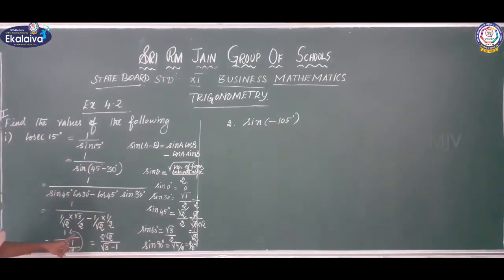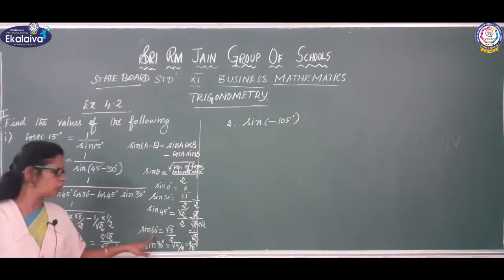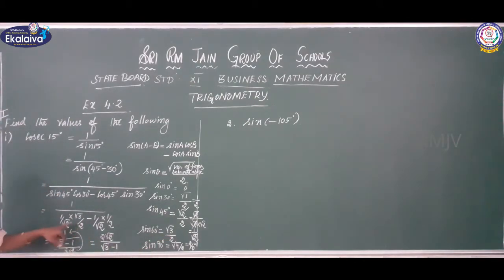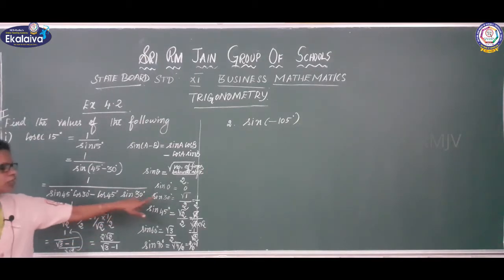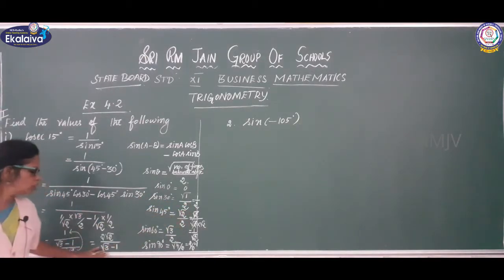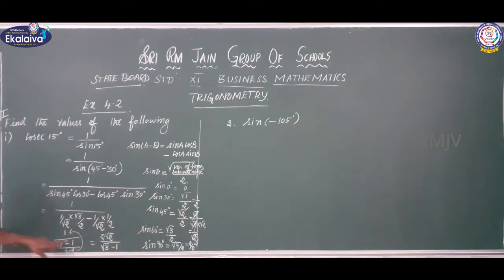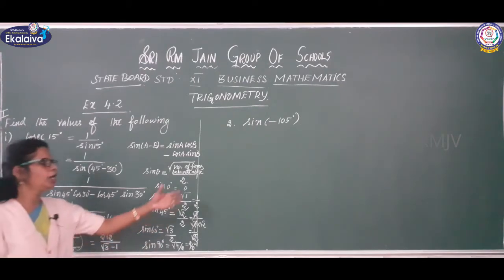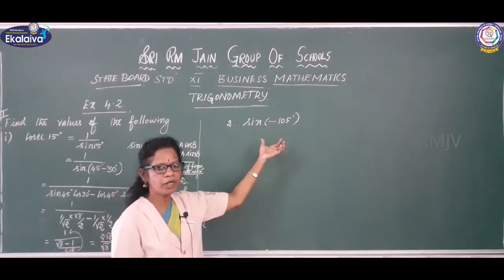Right. Now, you see the values I substituted: sin 45 degree, 1 by root 2. Cos 60 is equivalent to cos 30 is equivalent to sin 60, so I wrote root 3 by 2. Cos 45 degree, 1 by root 2. Sin 30 degree, 1 by 2. Right? Then we arrived at the result: 2 root 2 divided by root 3 minus 1. Now, I am going to move to question number 2.